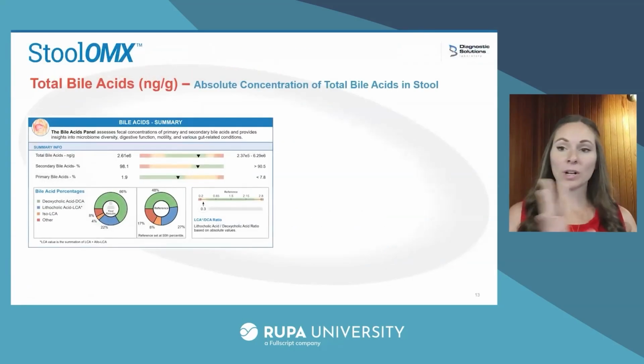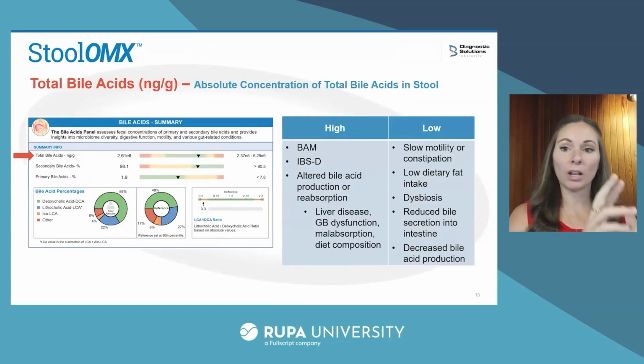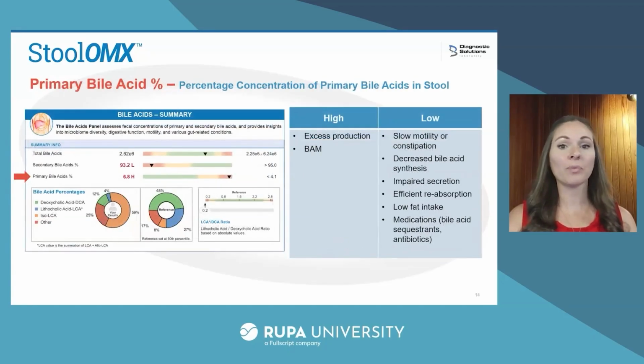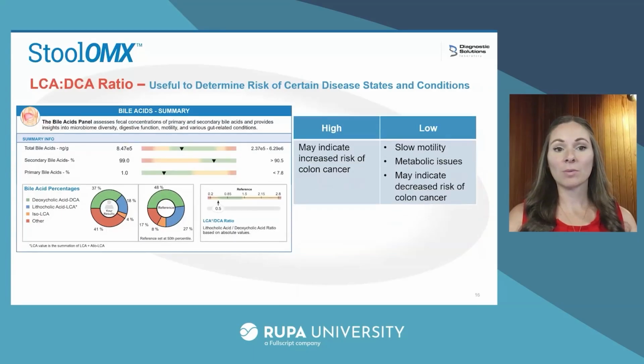So these next slides, this is what I was talking about, these reference slides, and I'm going to breeze through them for you. They're here for your reference, and they're going to go through each section of the StoolOMX, and each of them has a chart of things we want to think about when those levels are high or when they're low. These are by no means an exhaustive list, but they're a great place to start, and the details of them can be found in that StoolOMX overview video that I highlighted. I'm going to click through nice and fast here so we can get to the fun stuff. So total bile acids, our primaries, our secondaries, our LCA to DCA ratio.